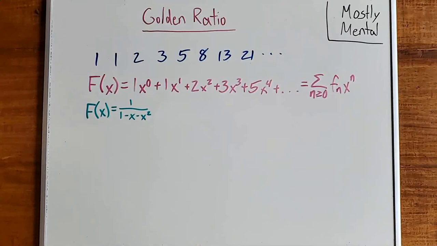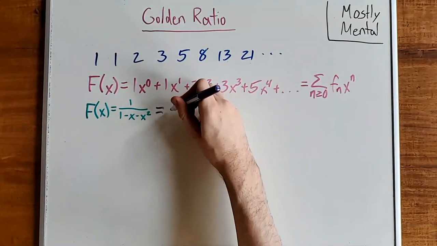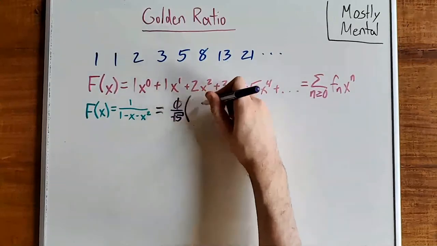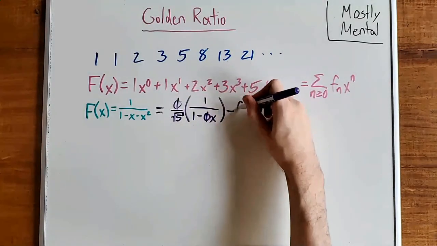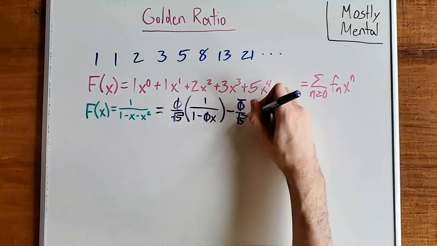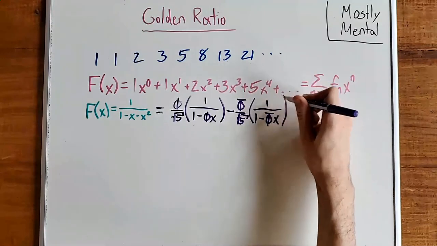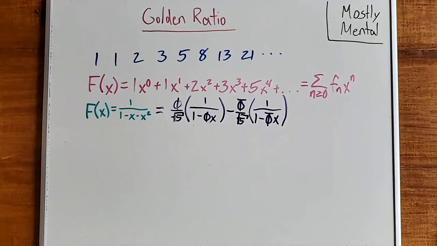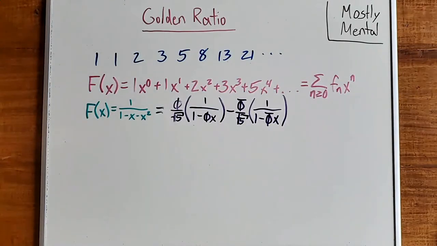That's a pretty simple expression for f of x, but it's not the most useful form. Instead, we'll want to break it into two fractions using a tool you may know from calculus called partial fraction decomposition. It turns out we can split this into phi over root 5 times 1 over 1 minus phi x minus phi bar over root 5 times 1 over 1 minus phi bar x. And if you've played with power series before, you may recognize these as the sums of two geometric series.